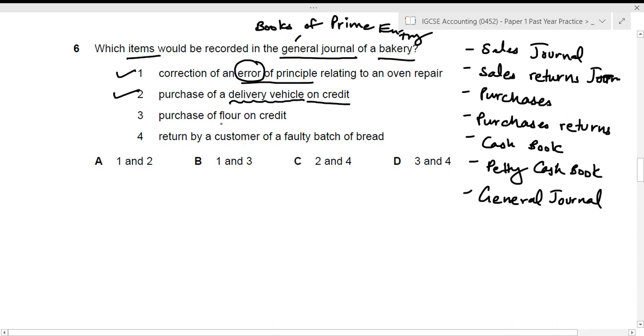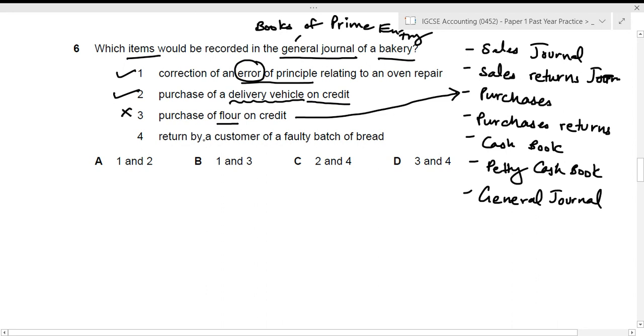Now, purchase of flour on credit. Flour is an inventory item for a bakery, because a bakery will buy flour for making the items which it will sell later on. So it will go in the purchases journal, because it is a purchase. That means it is not going to go in the general journal.